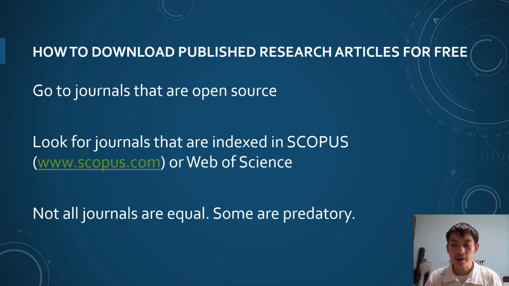So here are some of the techniques in downloading published research articles. First is go to journals that are open source. Look for journals that are indexed in Scopus, or the link is www.scopus.com, or Web of Science.